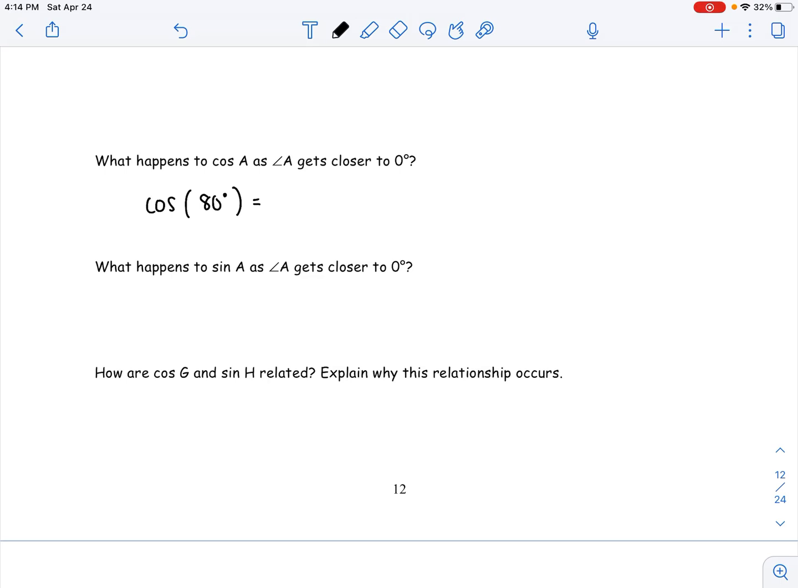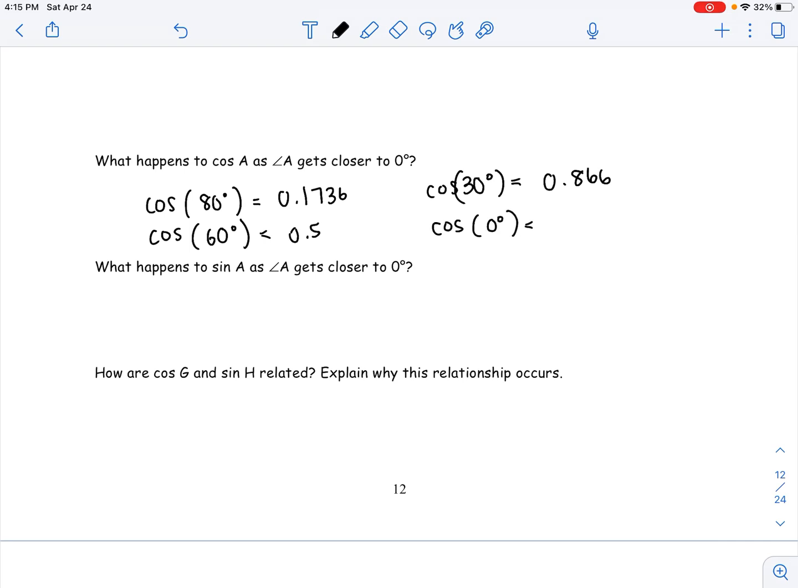So cos of 80, you have to be in degree mode to do this. You'll get 0.1736. Then I'll go down from there. Let's go down to 60 degrees. Cos of 60. I'm just seeing what happens as you go closer to 0. 0.5. Then I can do cos of 30 degrees. I'm just seeing what the trend is. I get 0.866 and cos of, let's say, 0 degrees. Cos of 0 equals 1. So as you can see, the ratio got bigger and it got to 1. So the ratio increased until it reached 1.